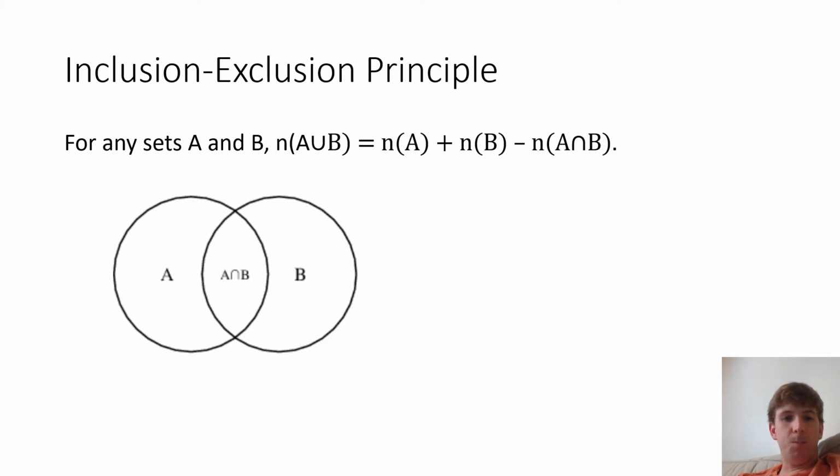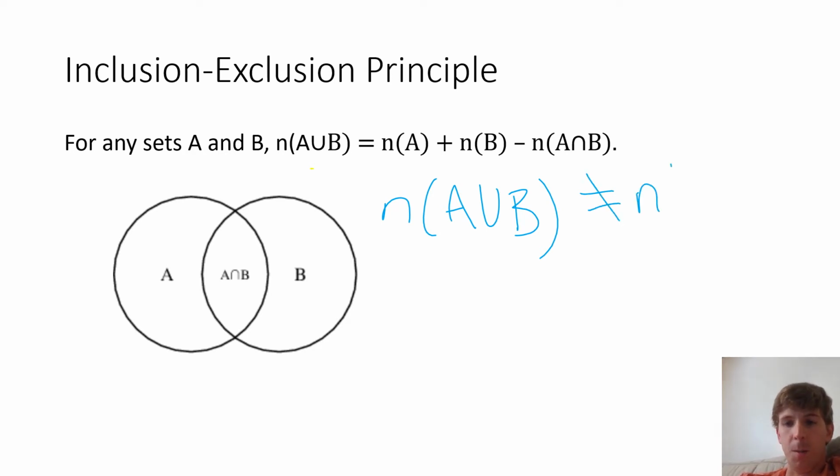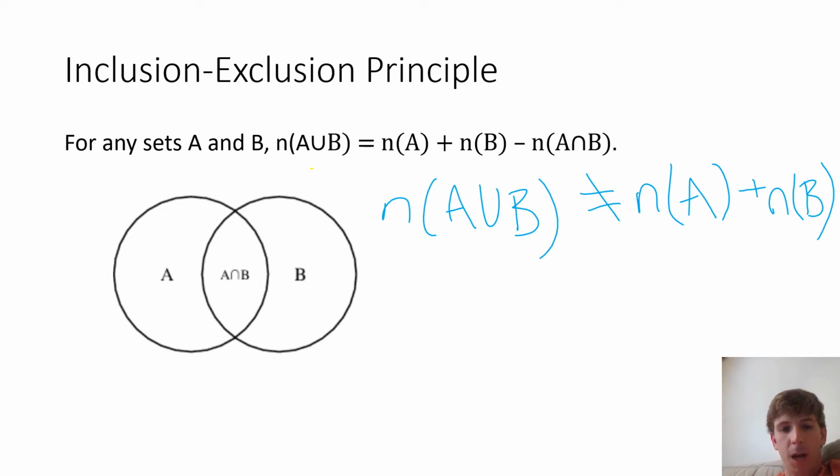This principle here is called the inclusion-exclusion principle. This N just indicates the number. If we were trying to figure out the number that is in A union B, you may have noticed that this does not just equal the number that is in A plus the number that's in B, because you would double count this overlap portion right here.